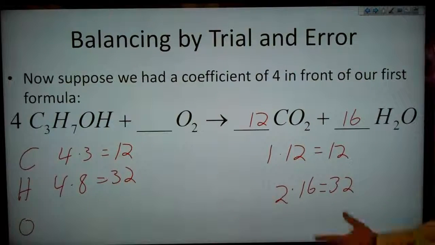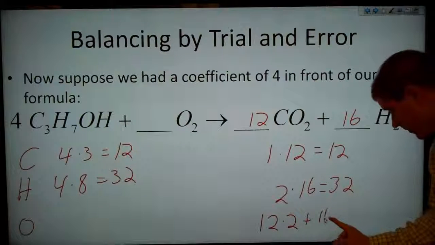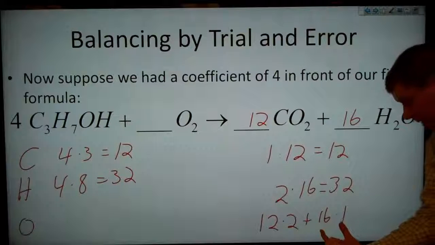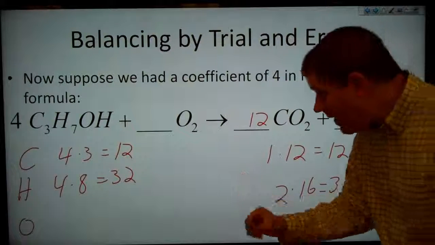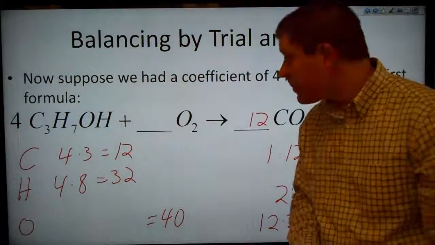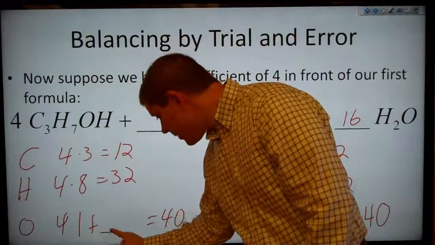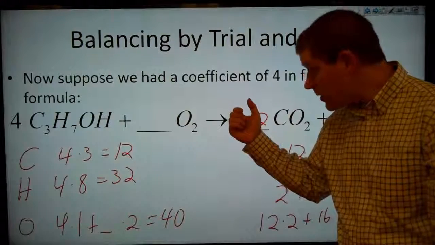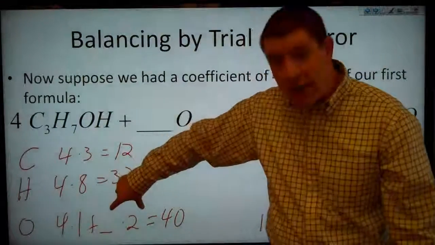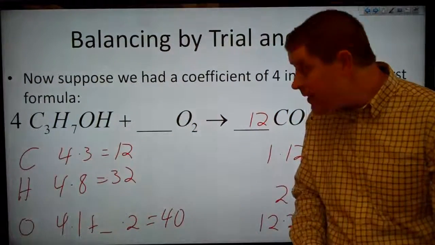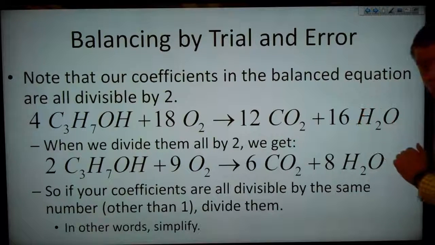And now let's look at oxygen. We have 12 times 2 oxygen atoms plus the 16 times 1. And so now we have 24 plus 16, which now gives us 40 oxygen atoms on the right. That means that we have to have started with 40 oxygen atoms on the left. Now we have 4 times 1 oxygen atoms over here from the propanol, plus some number times 2 from the oxygen here. And so we have 4 plus 2 times some number, giving us 40. Well, this second term has to be 36. 36 divided by 2 gives us 18. And that means that we need 18 oxygen molecules. So here again we have our balanced chemical equation.